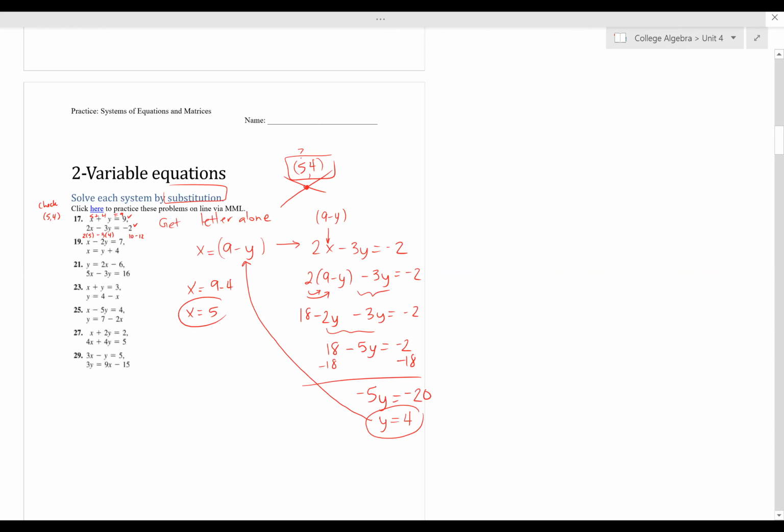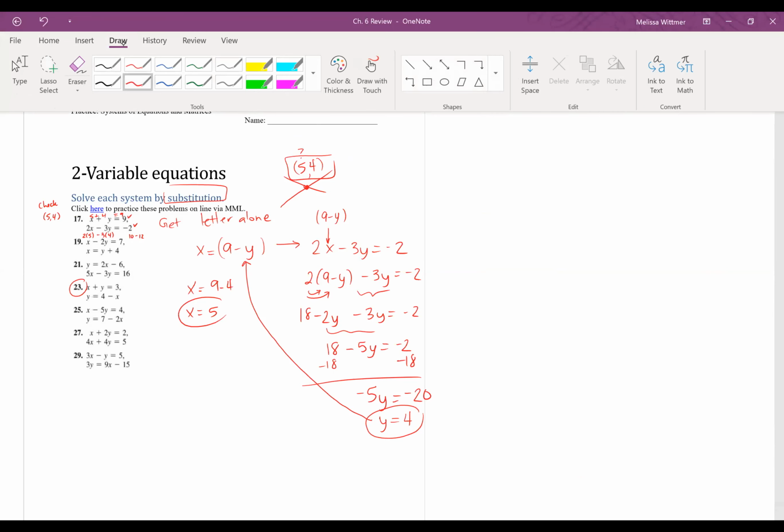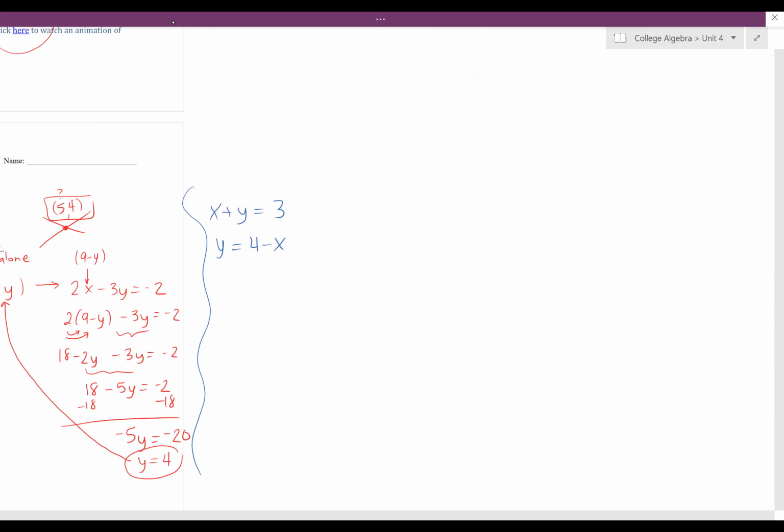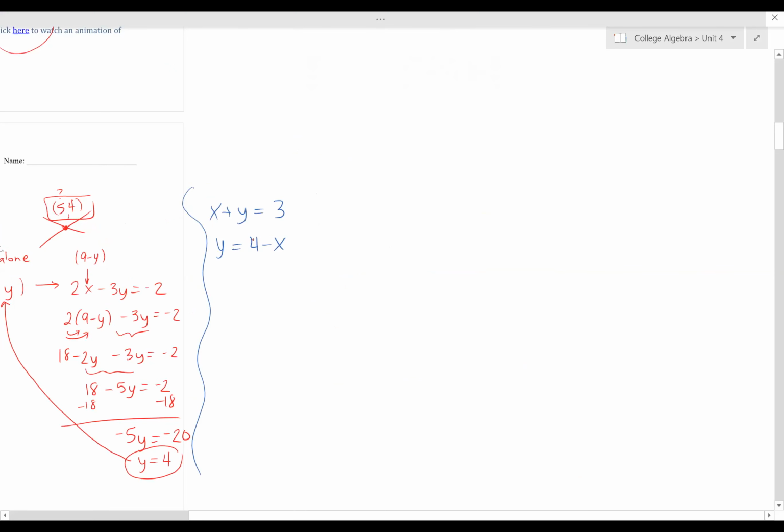Okay. Let's go ahead and take a look at 23 just so we can see what happens in one of those special cases where letters cancel out. So question 23, we have x plus y equals 3, and we have y equals 4 minus x. Again, I'm using that substitution method. Now in this example, I already know y. Y is already isolated. So I'm going to back substitute that into that top equation. So x plus y becomes x plus the group 4 minus x, and then that's equal to 3.